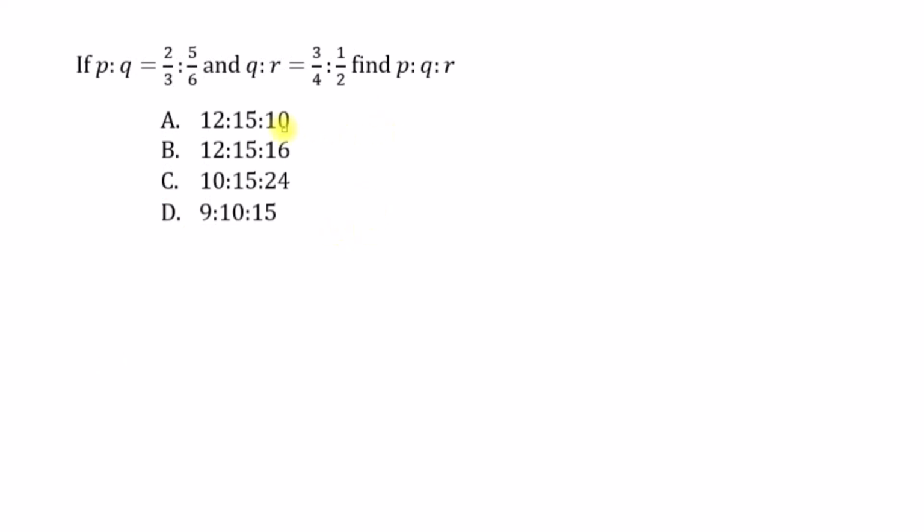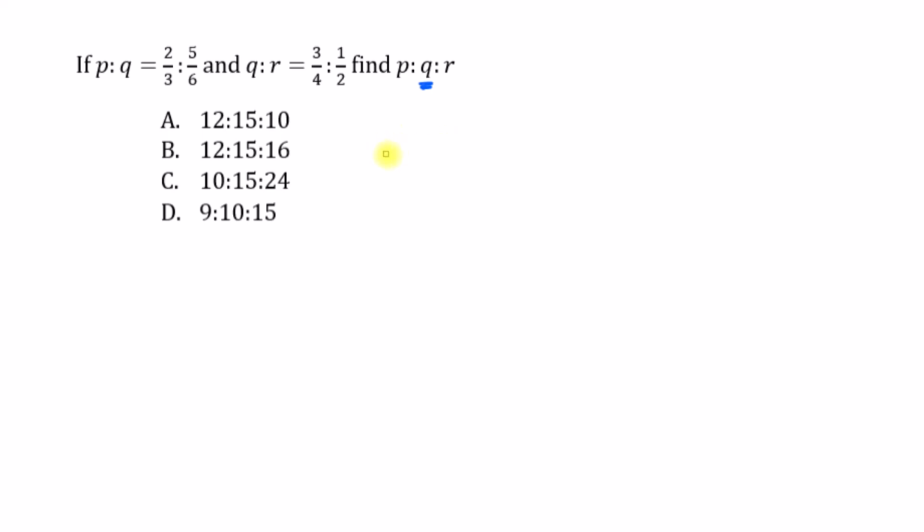Okay, quite an interesting question here. If P ratio Q is given as this and Q ratio R is given as this, we have to find P ratio Q ratio R. Students, you can try some methods to try and solve this, but I'm seeing that Q seems to be the one that will combine these two expressions together. And because of that, I would like to flatten out based on Q.